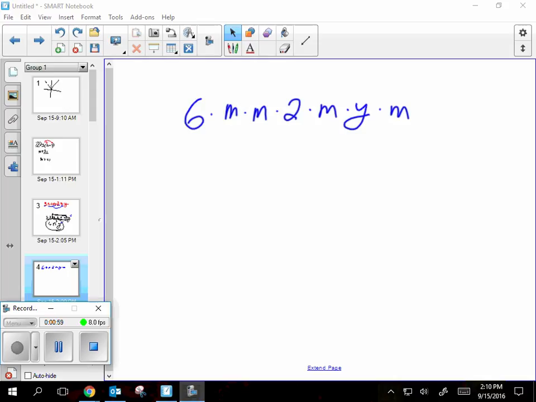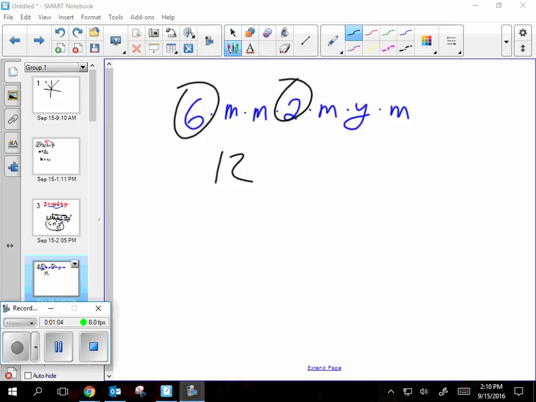All right, so here we go. This one, 6 and the 2 go together and turn into 12. 6 times 2 is 12. 1, 2, 3, 4 m's, m to the 4th, and there's one lonely y at the end.